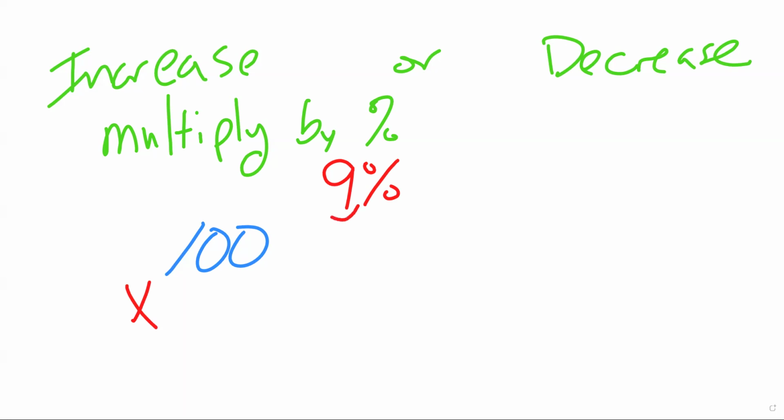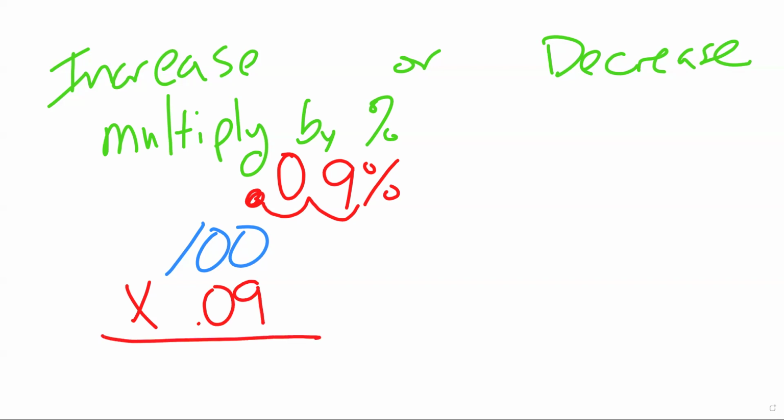Close. Okay, we're going to move our decimal place over and then add the 0. So if you did 0.9, then that would actually be 90%. So let's go ahead and do the 0.09. That will be our 9%. Okay, and what do we get?